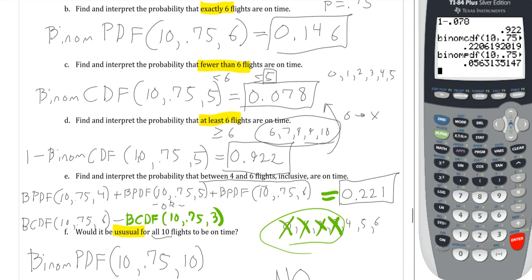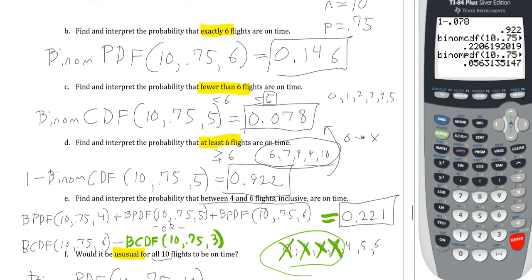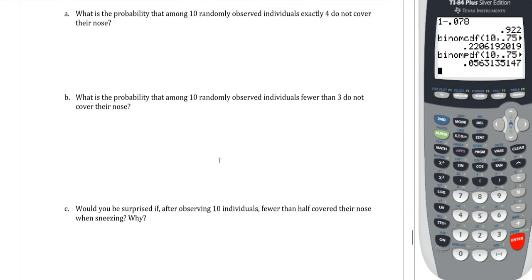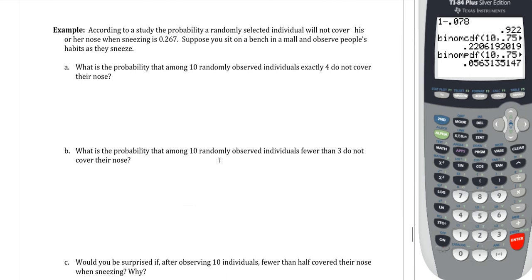All right, hopefully you're getting the hang of it, and hopefully you're seeing how quick these questions can be solved. Just understanding which formula you use based on the wording here, and plugging in appropriately. All right, let's do one more that has 3 parts to it.